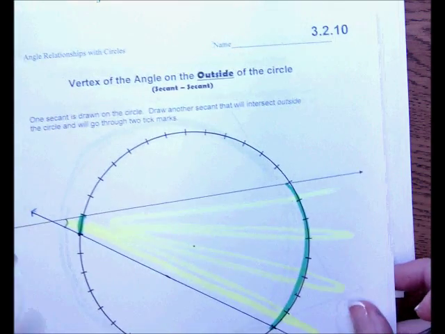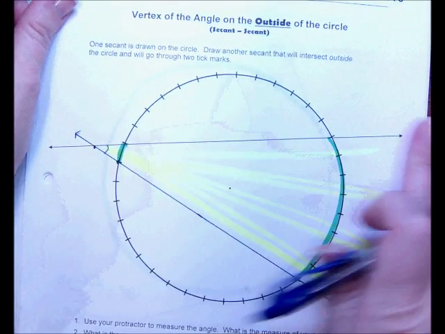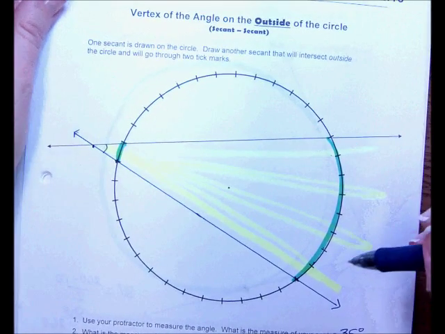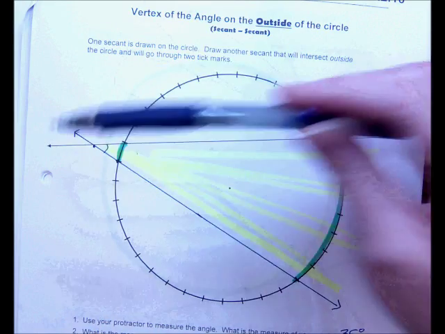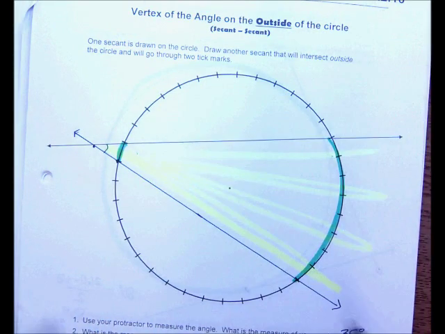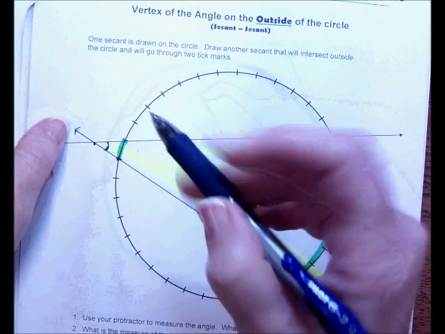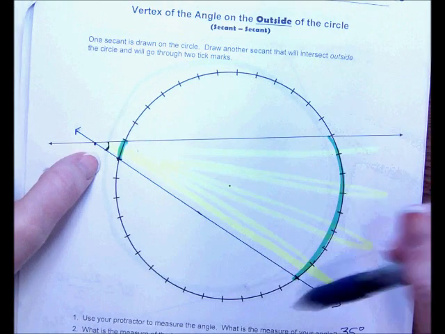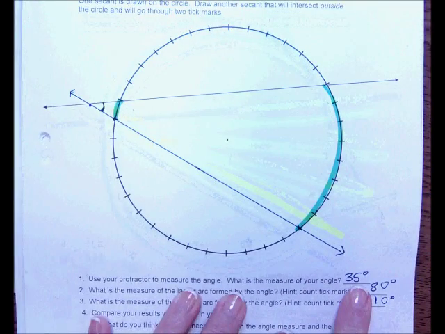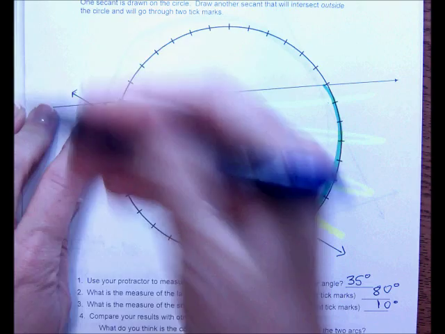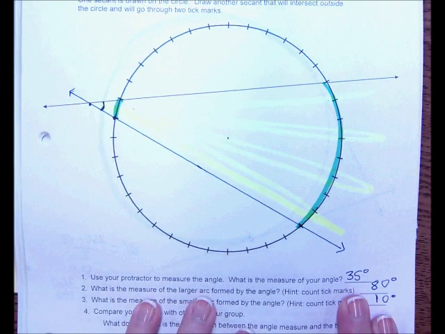Moving along to the next one, we had a vertex that was outside the circle. We were given a secant, and we drew another secant that intersected the first secant outside the circle. What we determined is that we come up with this angle right here that is formed, and this time we have two intercepted arcs. I used my protractor and measured the angle, and it was 35 degrees.